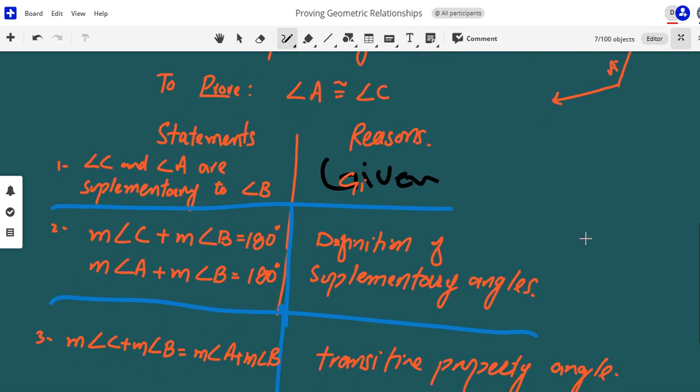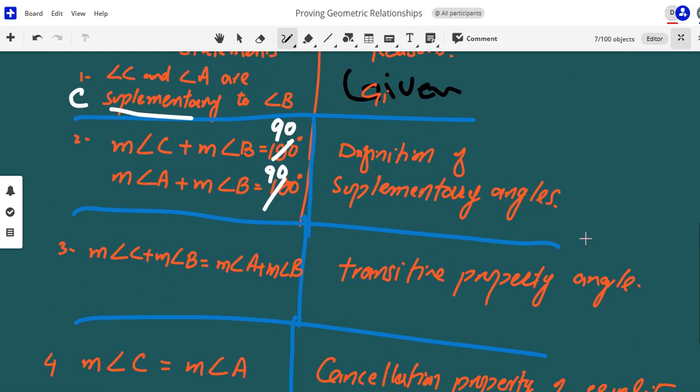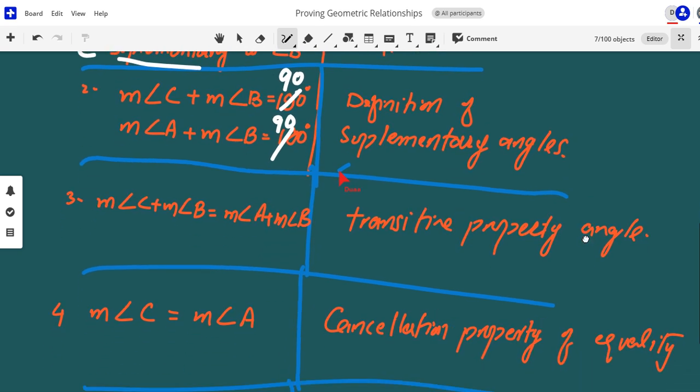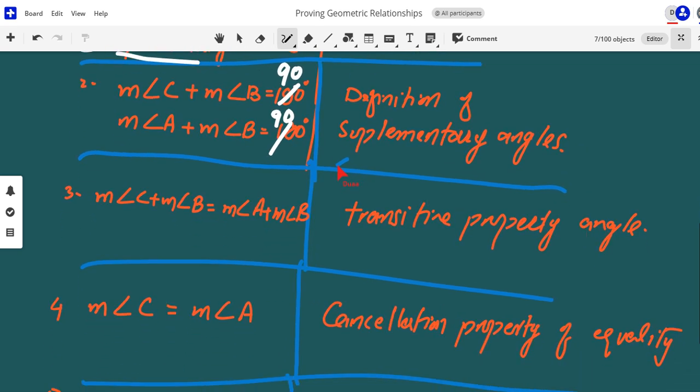Let me just give you the hint from this one. We will be given that they are complementary angles. If they are complementary angles, their sum would be 90 degrees. Then by the same method we can apply the transitive property. But this wouldn't be the definition of supplementary; it would be the definition of complementary. We will apply the same definition here.